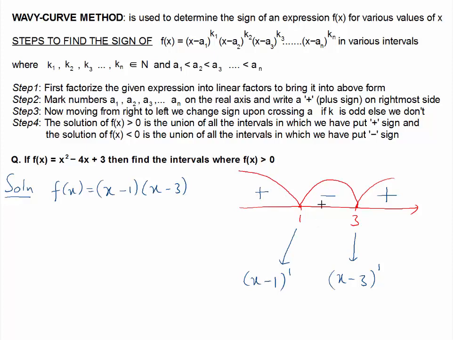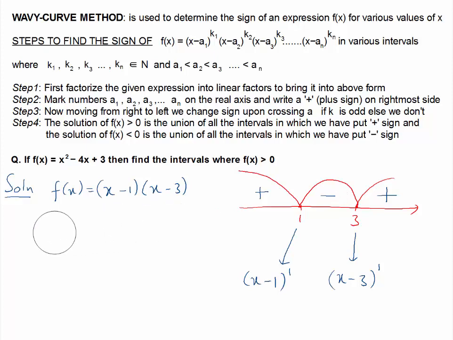This minus represents that between 1 and 3, whichever value you substitute, you will get this expression as negative. If you want, you can check. Let's substitute x as 2. We get 2 minus 1 and then 2 minus 3. So this is positive 1 and this is negative 1. Overall it comes out negative, which is the sign of the expression.